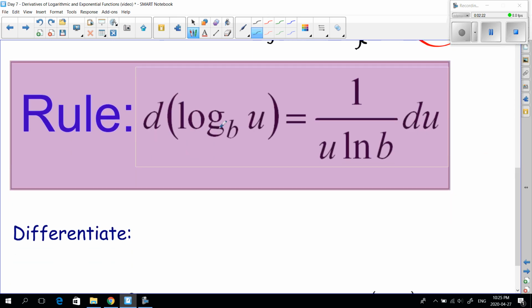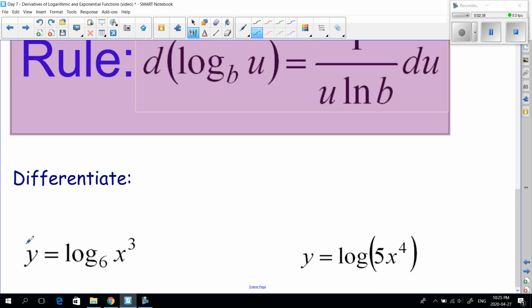The derivative of log base b of u, so a logarithm of any other base, could be a base of 2, 5, 10, whatever. The rule is 1 over u times ln b times the derivative of u. So when we look at these, we need to pick out three things. We need to pick out the base. In this case, the b value is 6. Our u value is x cubed, and our du is 3x squared.